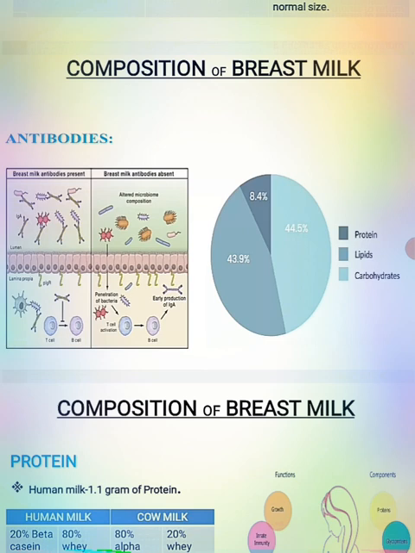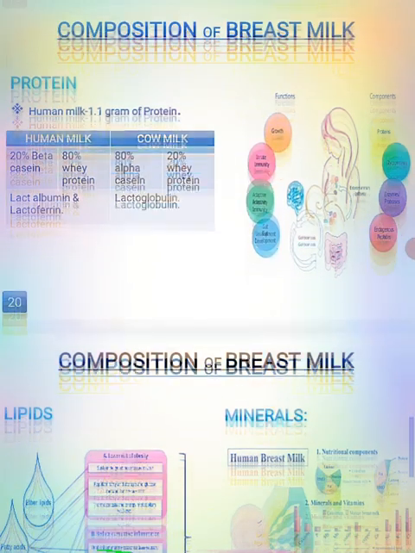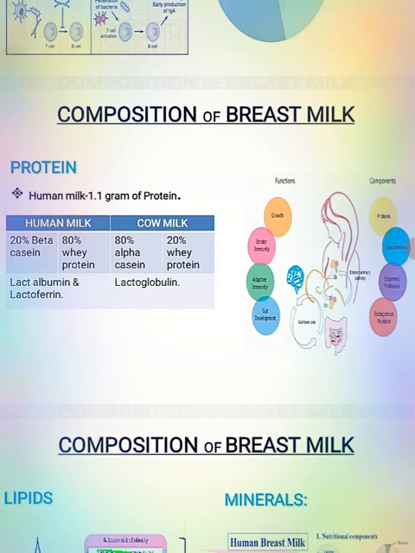As we have already discussed, there is a large amount of antibodies, specifically IgA, that is being transmitted from the maternal blood into the interstitial fluid, then into the epithelial cells of the alveoli, and from the alveoli into the alveolar lumen. There is also the presence of certain components: protein, about 43.9%, lipids, about 8.4%, and carbohydrates, about 44.5%. And carbohydrate is provided in the form of lactose.